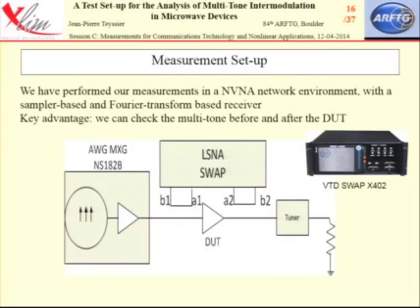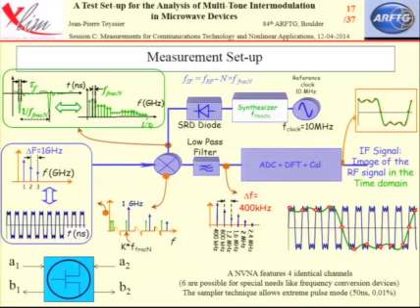And so we are playing with this VTD receiver that is exactly the son or the equivalent of the LSNA, but also modern spectrum analyzers are Fourier transform based, so you can make them fit exactly the Fourier transform grid. If you do this, you end up with no windowing and very, very fast and accurate measurements. Because it's a key advantage, we can check the multitone before and after the DUT, because we are in a network environment. Okay, we'll see what it will give us.